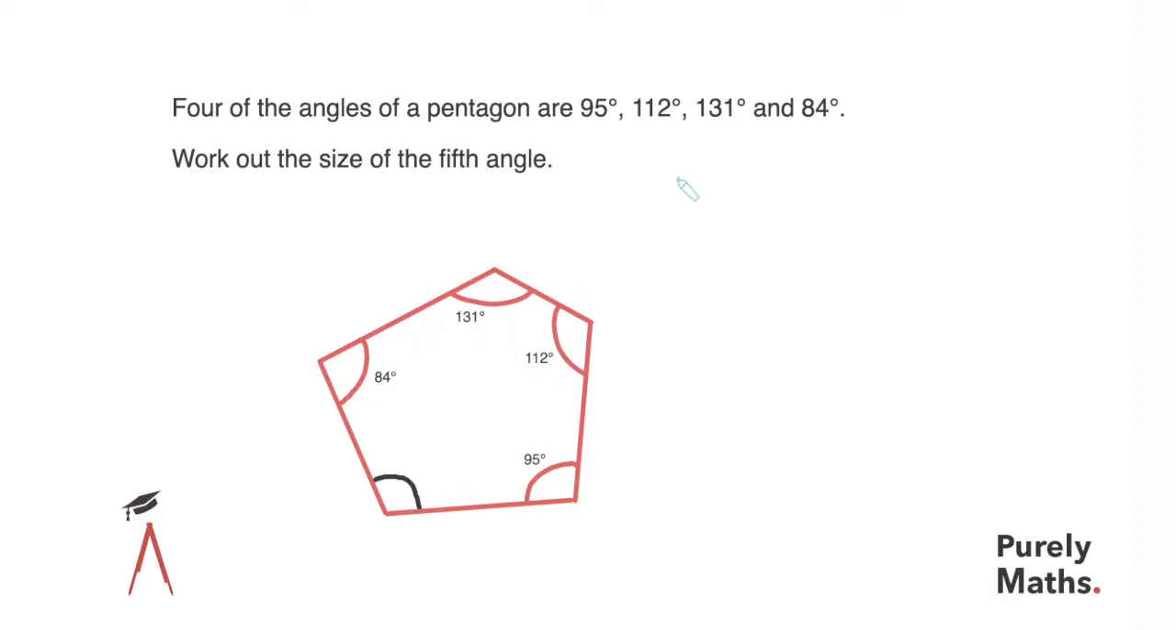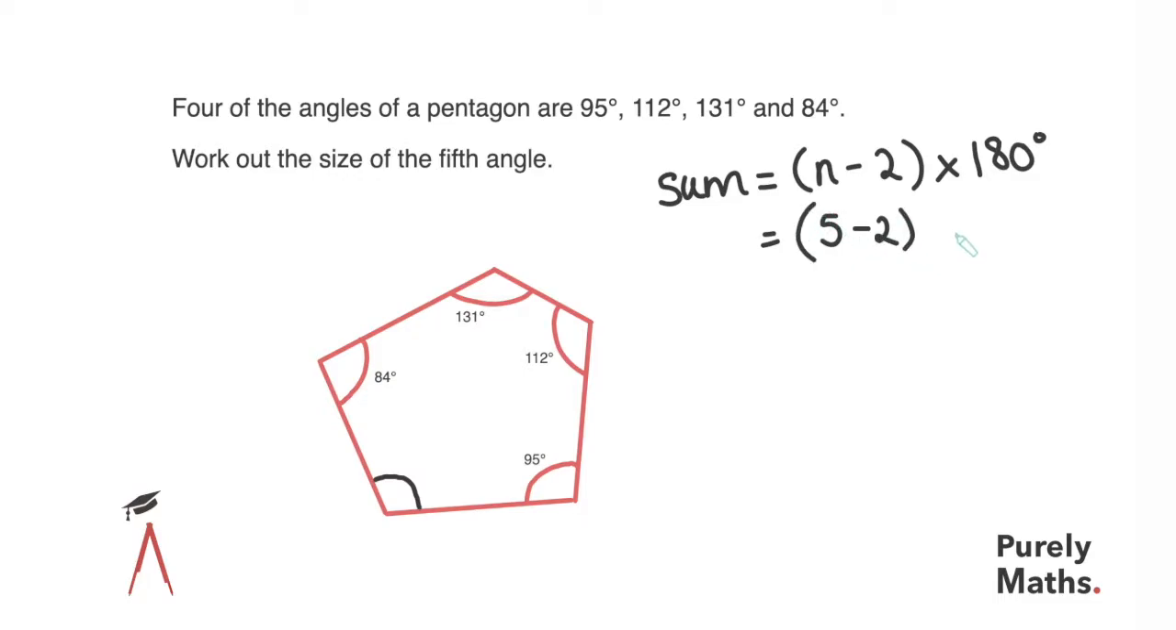Again, we can use the rule for the sum of the angles inside a polygon. That's n minus 2 and then multiplied by 180 degrees. So n is 5 because there are 5 sides. 5, take away 2, and then multiplied by 180. So that's 3 multiplied by 180 degrees, which is equal to 540 degrees.